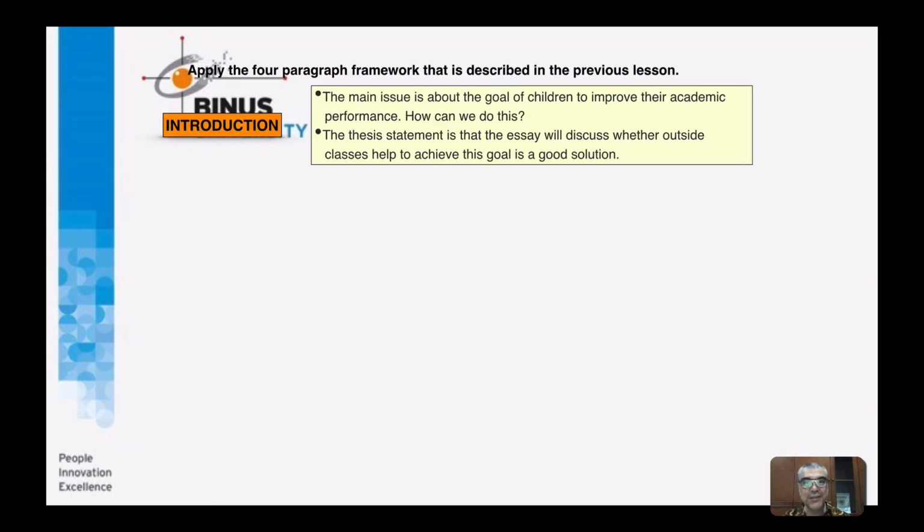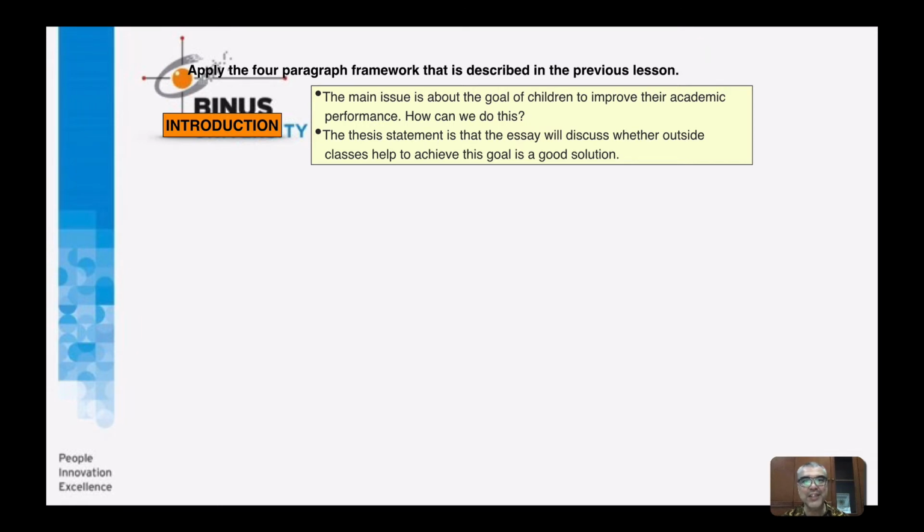For the introduction, we need to begin with a general statement, and we need to state the issue or the problem. Here it is a how question. The main issue is about the goal to improve the academic performance of children. Therefore, the question is, how can we do this? Of course, in the introduction, we also need a thesis statement. The thesis statement here is that the essay will discuss whether outside classes help to achieve this goal or not.